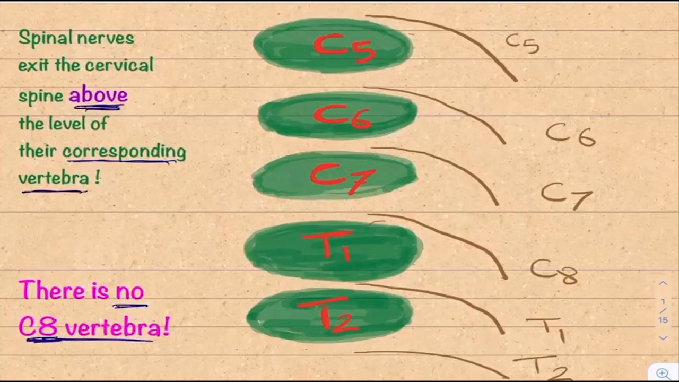And then starting from T1 all the way down, the spinal nerve emerges below the level of their corresponding vertebra. So T1 spinal nerve emerges below the level of T1 vertebra. T2 spinal nerve emerges below the level of T2 vertebra.